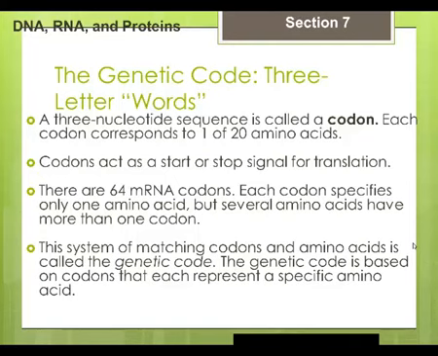There are 64 mRNA codons, so there are 64 different three-letter sequences that code for this process. Each codon specifies only one amino acid, but several amino acids have more than one codon. We'll see that in the next chart, how a number of different amino acids can have more than one codon. This system of matching codons and amino acids is called the genetic code. We talked a little about how we've deciphered the human genome, and part of that process was figuring out how different arrangements of nucleotides create the amino acids that are eventually put together to create our proteins. So the genetic code is based on codons that each represent a specific amino acid.